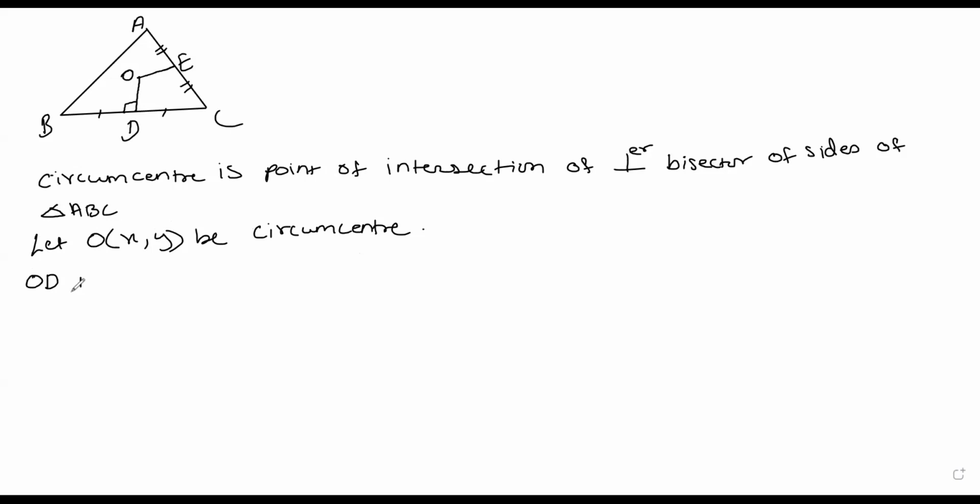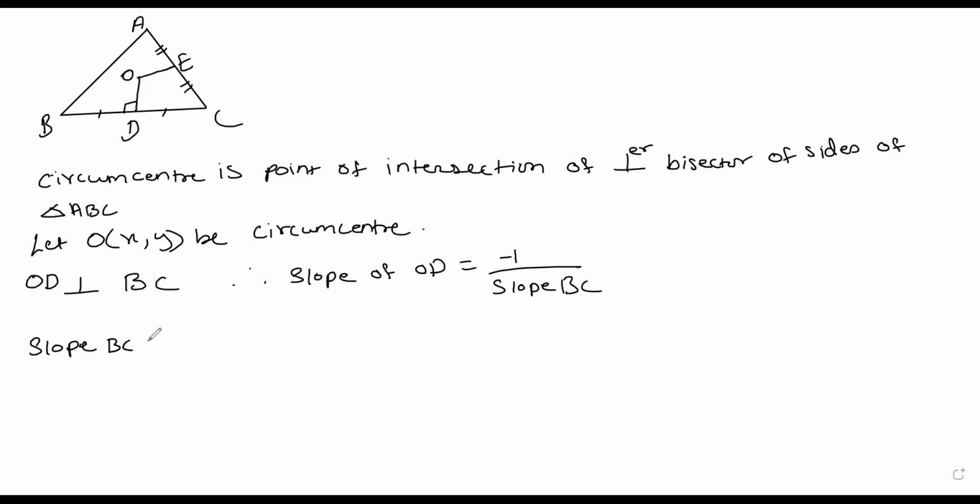Now OD is perpendicular to BC. So therefore slope of OD will be -1 upon slope of BC. So we will first find slope of BC.